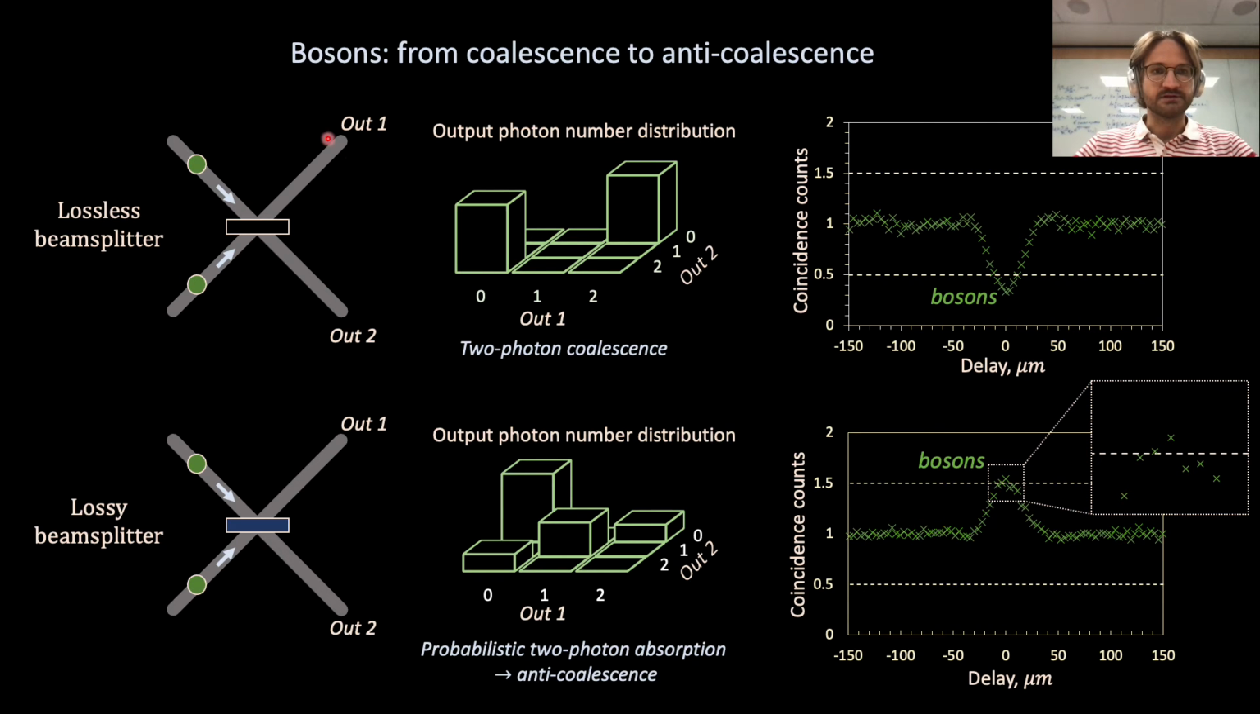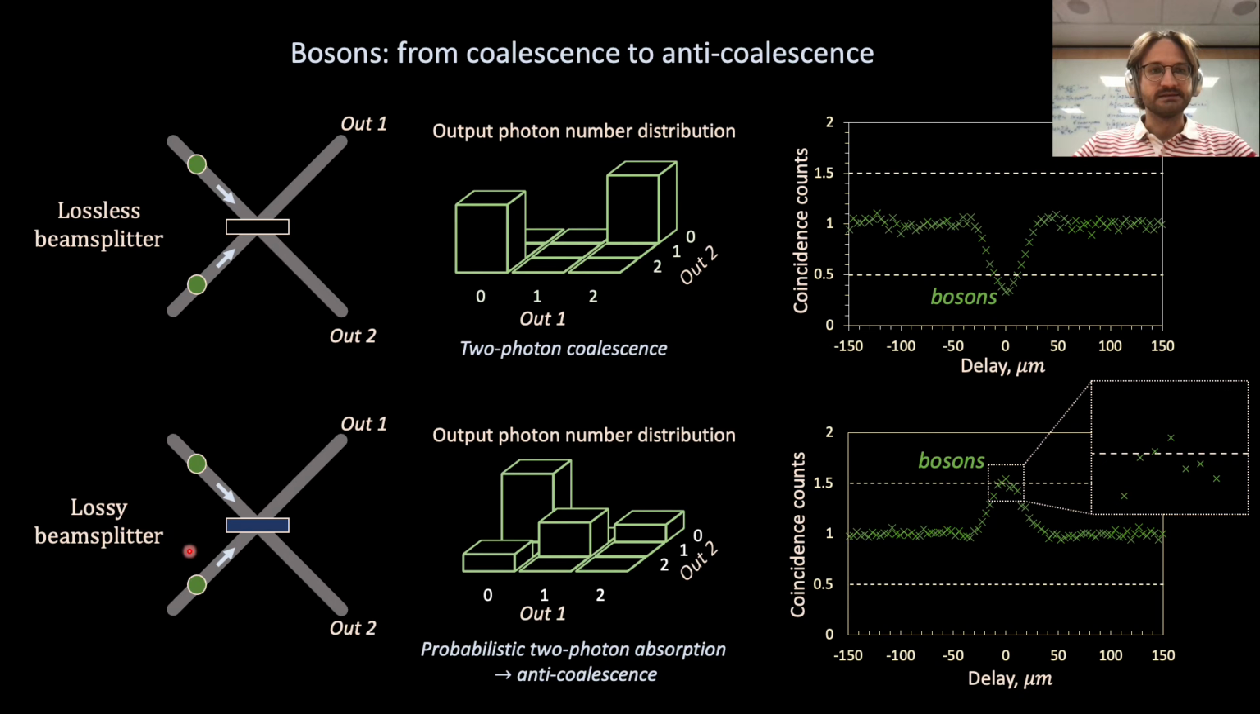So here on the left I show the schematic of the experiment. In this case we interfere two bosons on the lossless beam splitter, which has two output ports. Here in the middle you can see the expected output photon number distribution, and for the case of interfering bosons we expect to find either two photons at output port 1 or two photons at output port 2, and this results in the observation of the dip in coincidences.